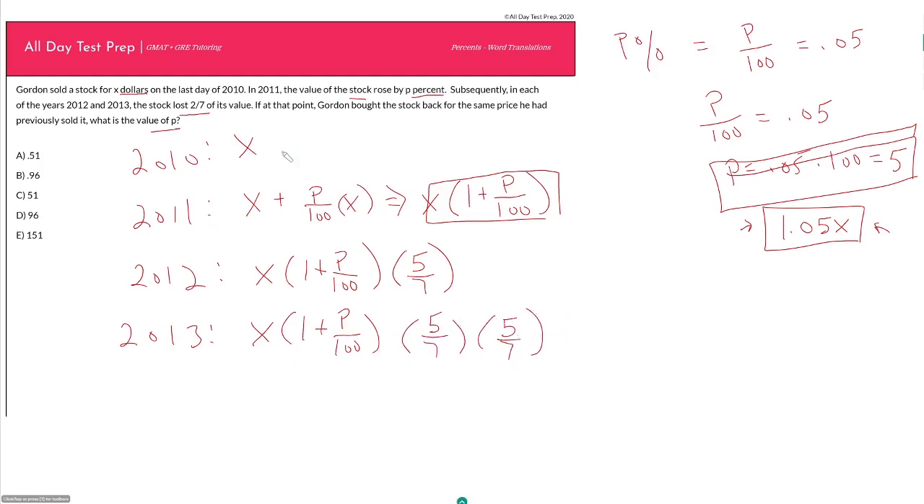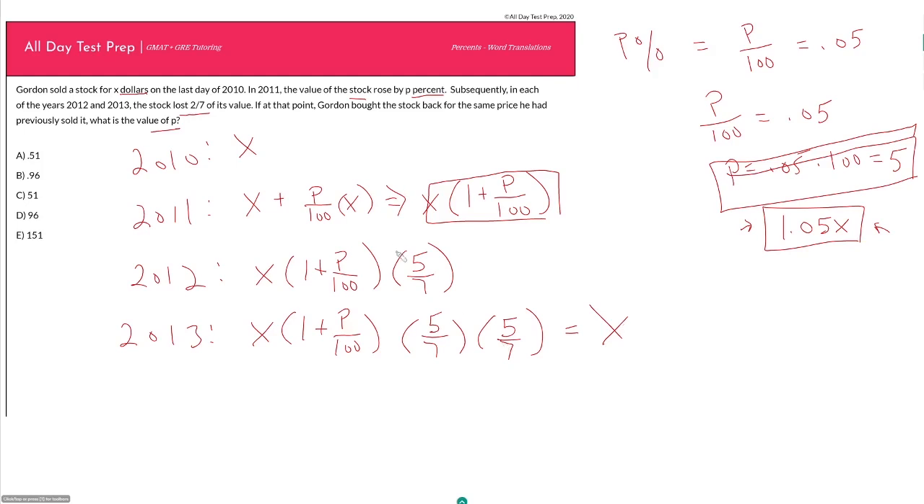So far we have a bunch of expressions. If I want to solve for P, I'm going to have to get an equation here. And this last sentence is where I get that, because it says, so if at that point, Gordon bought the stock back for the same price he previously sold it, that means by the end of 2013, it was worth the same thing it started at. So it was just worth X again. And then we want to know what is the value of P.